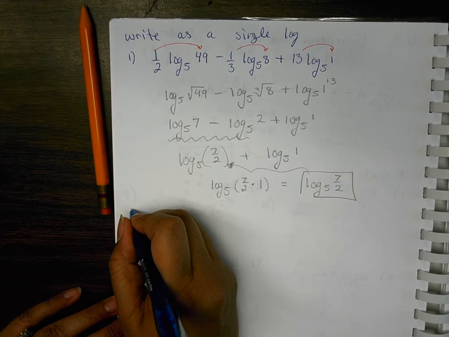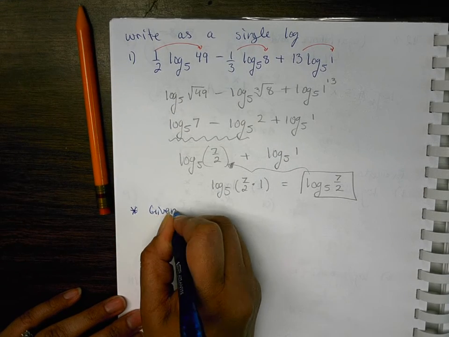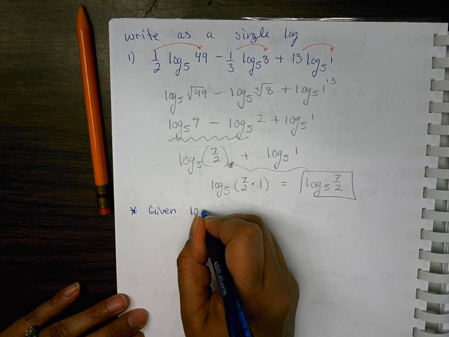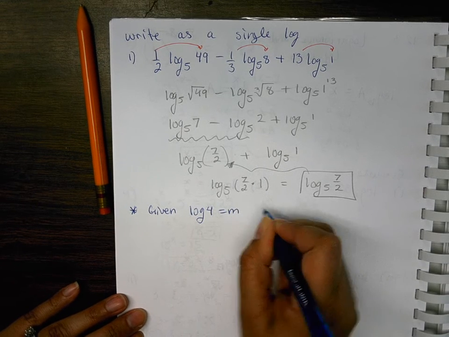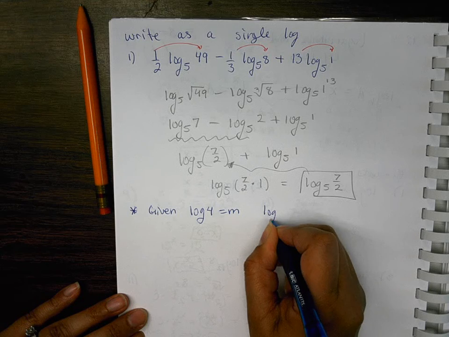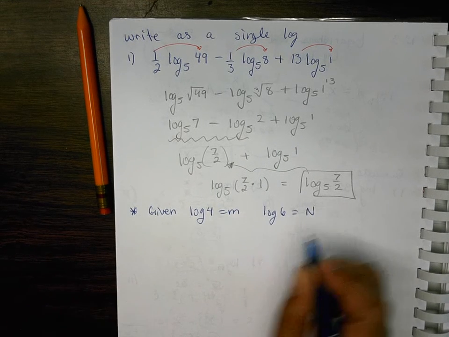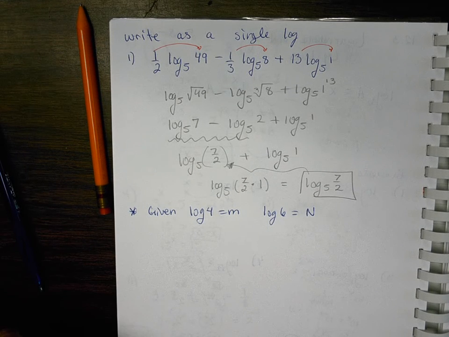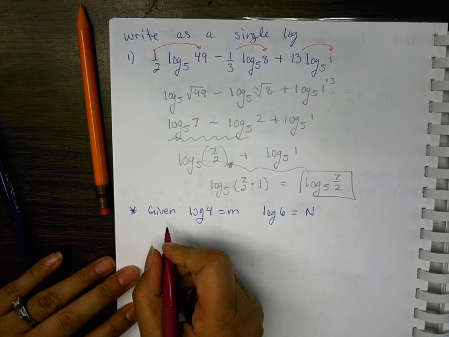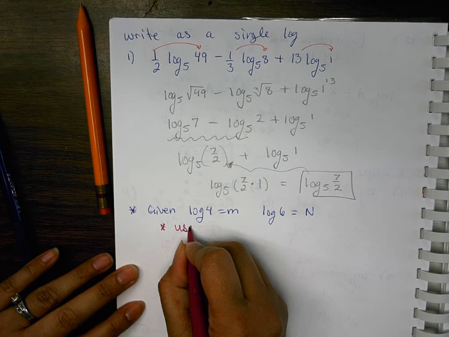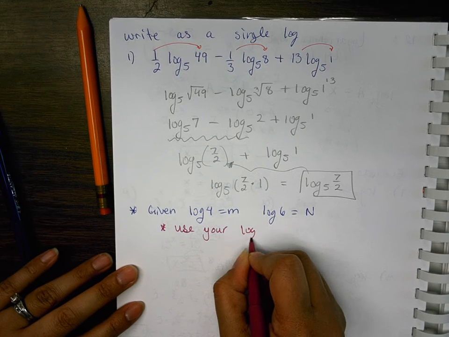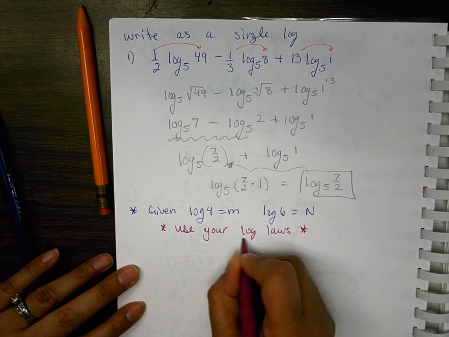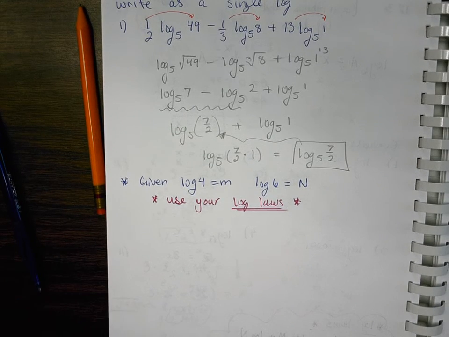This part, I'm going to put a star here. Kids struggle with this on the test every year, so make sure you're paying attention. Given log of 4 equals m, and log of 6 equals n. That's all that you're given. I'm going to put a little note here. You will always be using your log laws. If you don't use your log laws, you're doing it incorrectly. You're ripping apart or pulling together with the log law rules that we've learned.